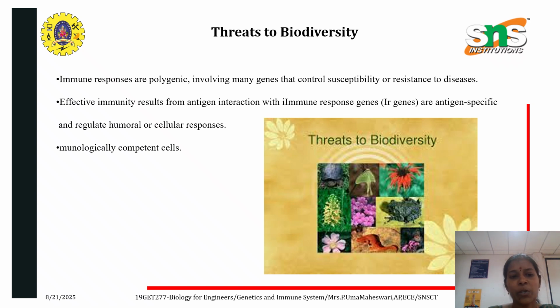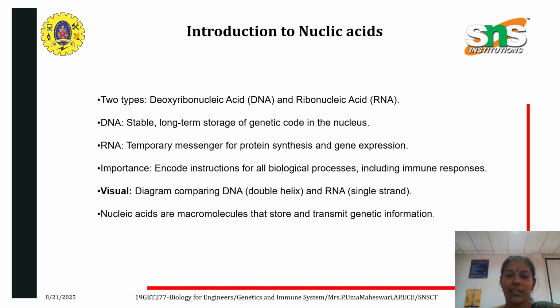Here effective immunity results from an antigen interaction with Ir genes and antigen specific responses, which regulate the humoral or cellular responses. Here these are all the threads of biodiversity. Here nine variations are there.